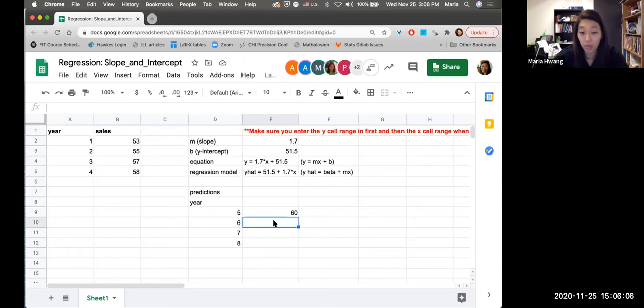Try that again with year 6. You're going to do equal again. Remember that dollar sign, and then the cell is D10, so dollar sign 10. It's going to recognize it and highlight it. I'm going to multiply that by the slope again, and then plus the intercept, and hit enter. Great. You guys do 7 and 8 on your own and try repeating that. I'll click on this so you see that. You want to anchor the cell that we're referring to as our X, then multiply it by the slope, and then add the y-intercept.